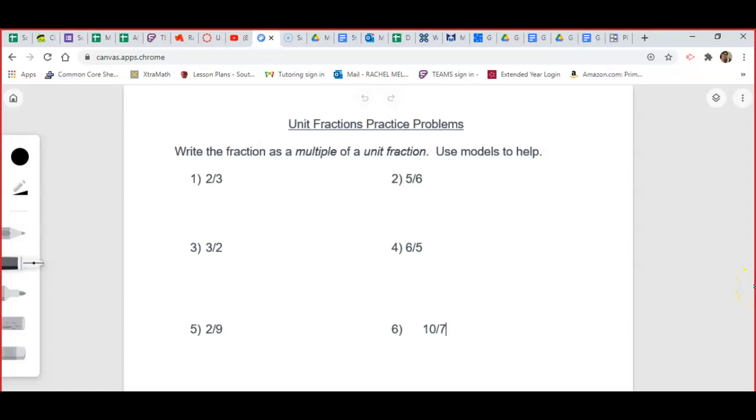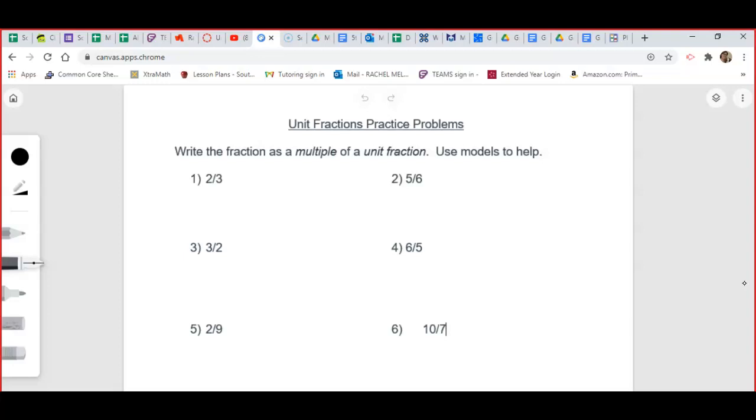We're going to write the fraction as a multiple, just like we did in the video. Now, if it helps you to do a model, you can, but you do not have to. We're going to do models on 3 of these problems, just so you can get some practice with models. But when you do this on your actual Canvas quiz today, you don't have to do models, okay? Only if it helps you.